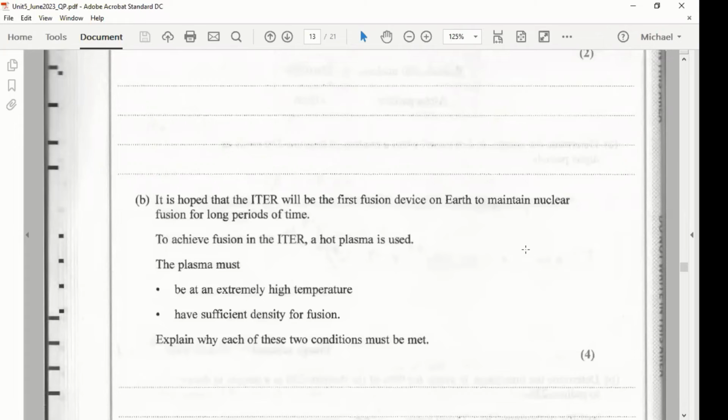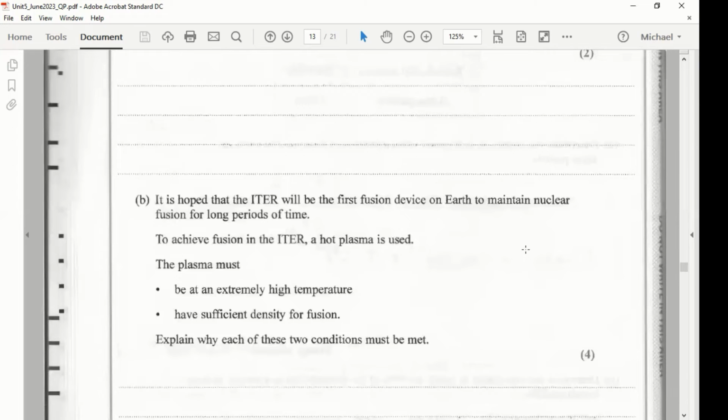At extremely high temperature, you would have extremely high kinetic energy of the nuclei. They would need to have a very high temperature, so they're traveling very fast, so that they can, here's the killer, overcome the electrostatic forces of repulsion, so that they can come close enough together to each other so they can fuse.